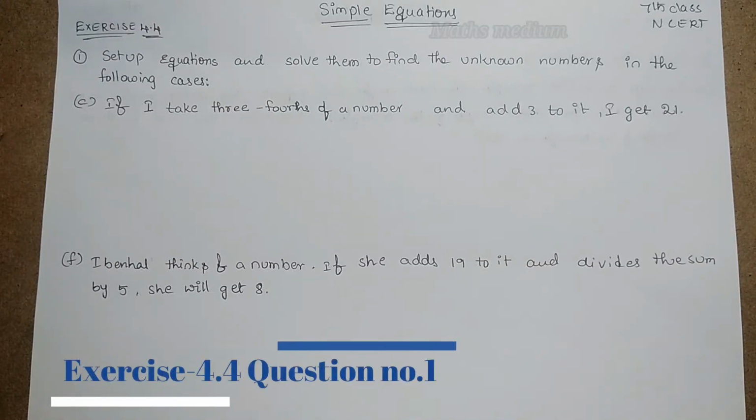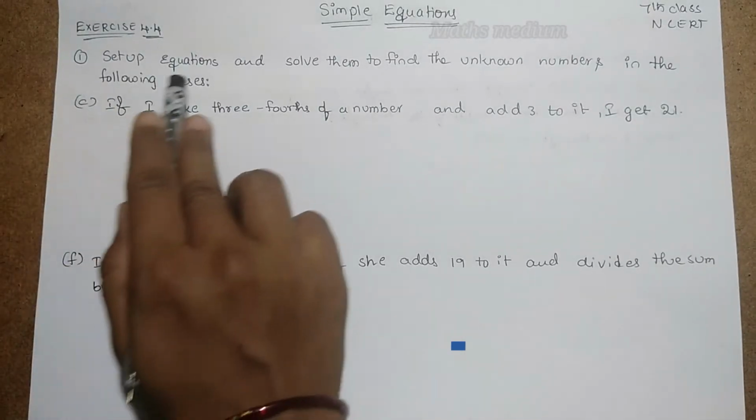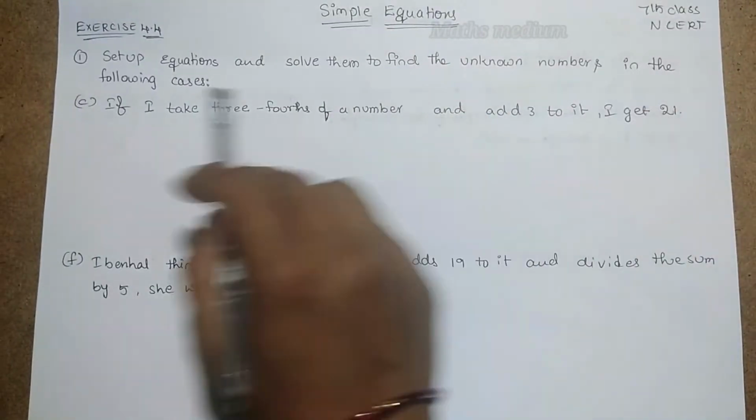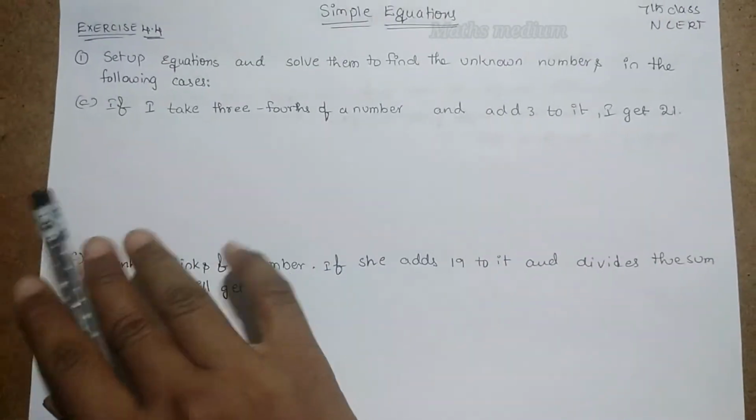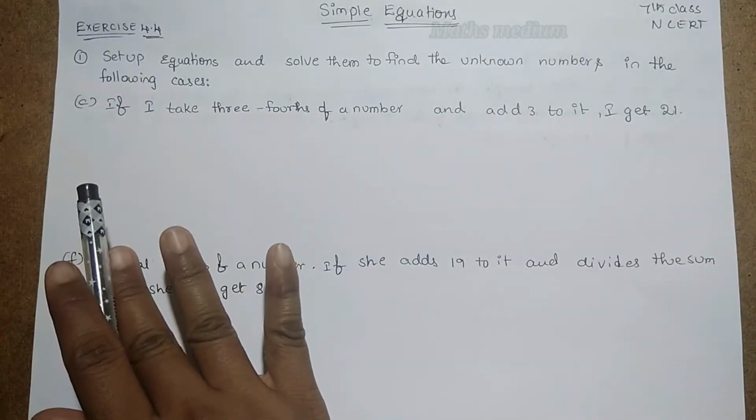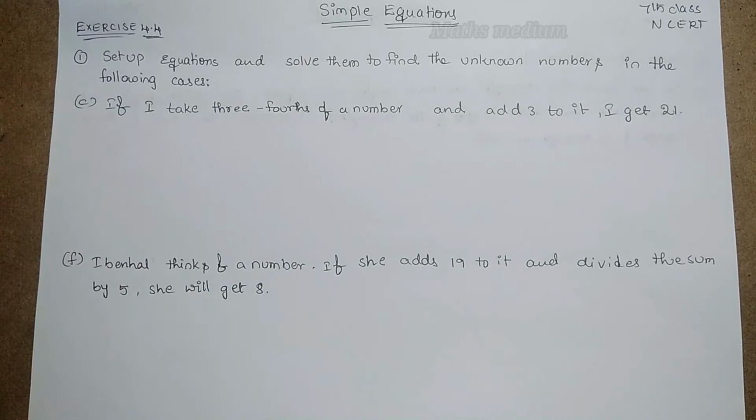Today I came with exercise 4.4 from simple equations, 7th class NCERT. Question number 1. Set up equations and solve them to find the unknown numbers in the following cases. Here we have statements. We have to convert them into equations and find the unknown variable's answer also. So let's start with the question.